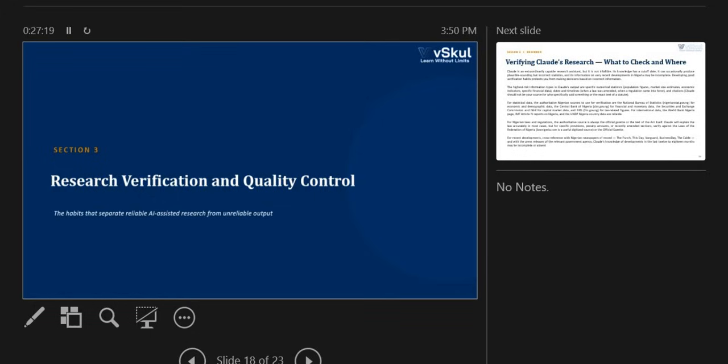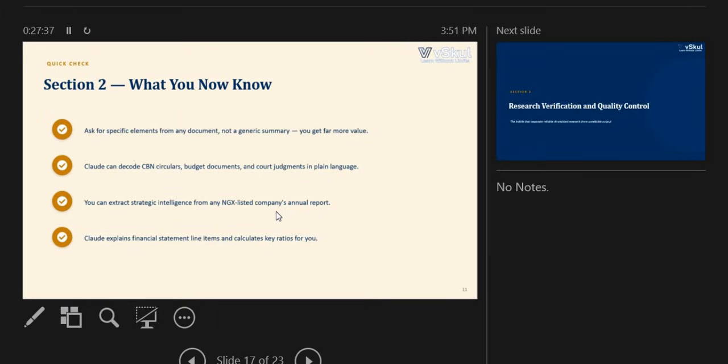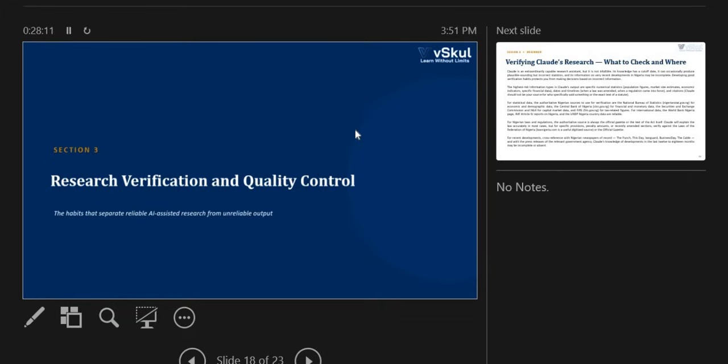Right? The next, which is of course the last section we're going to go into now, is section 3. In section 2, we've learned to ask for specific elements from any document, not a generic summary. You find more value. And Claude can decode CBN circulars, budget documents, and court judgments in plain language, extract strategic intelligence from any NGX-listed company, then finally explain financial statements, line items, and calculate key ratios for you, right?